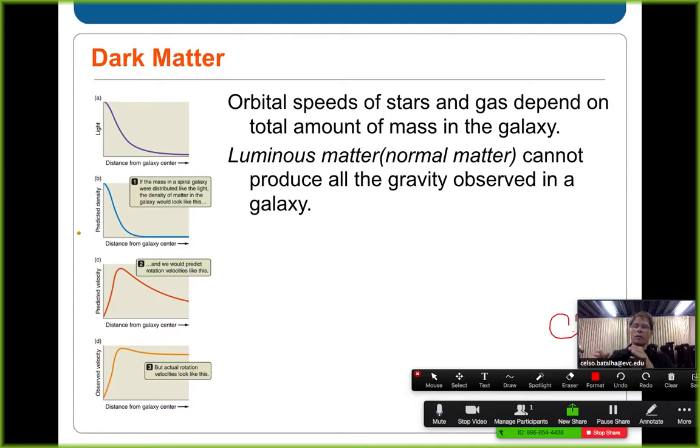Based on what we see as far as visible stars in the galaxy, you would expect, like in picture A, which tells you the brightness curve as you move away from the center. The first slide in the very left hand part of the slide indicates that the brightest part of the galaxy is in the center, and the brightness decreases. And again, we are talking about a spiral galaxy, right?